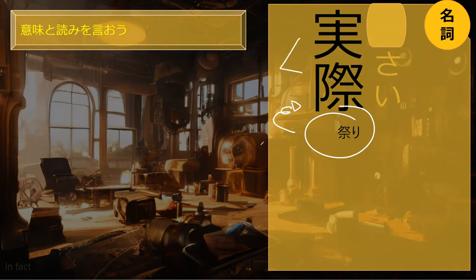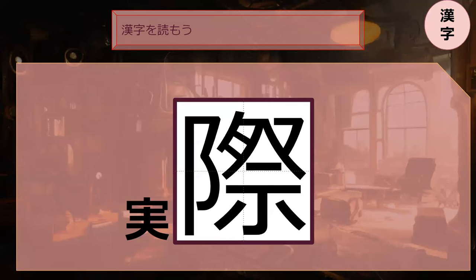So the real occasion is, in fact, on the occasion or situation of an actual thing. So it's in fact. This means true. In true. Perfect.